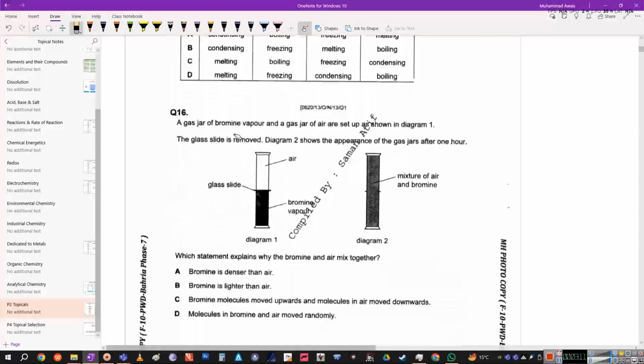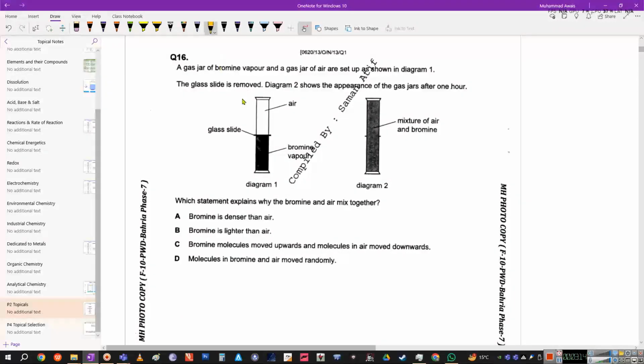Okay, moving on. Bromine, yeah, this is our question. A gas jar of bromine vapor and a gas jar of air are set up in this diagram, right, with the separator in between them. You remove the separator and the gases will just mix up, right? Which statement explains why the bromine and air mix together? Bromine is denser than air. Bromine is lighter than air. Bromine molecules moved upwards and molecules in air moved downwards. Molecules in bromine and air moved randomly. Which one would you opt for?